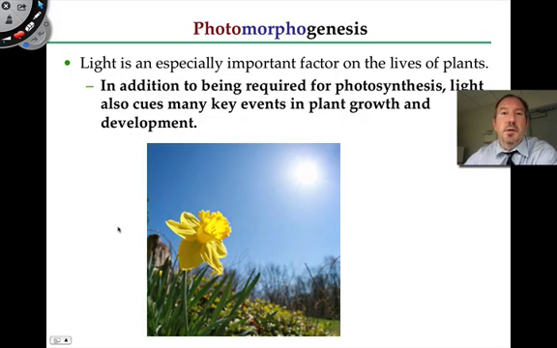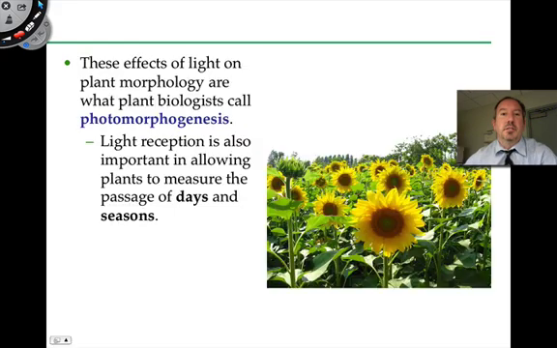And so we call this big word photomorphogenesis. You like that? Photomorphogenesis. So using light as an important factor to make structural changes, morphological changes, physiological responses. In addition to light being critical for photosynthesis, it's also important for plant growth and development. You can see these beautiful sunflowers here. Light can affect their morphology. In other words, they can grow toward the light, phototropism.